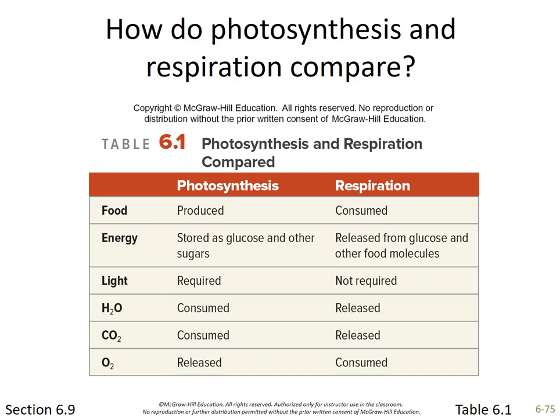Okay, so photosynthesis and respiration compared. Photosynthesis is done by autotrophs, or photosynthetic plants, or algae. Food is produced. Energy is stored as glucose and other sugars. Light is required. Water is consumed. Carbon dioxide is consumed. Oxygen is released. On the other hand, respiration consumes food and releases energy from glucose and other food molecules. Light is not required. Water is released, CO2 is released, and oxygen is consumed.